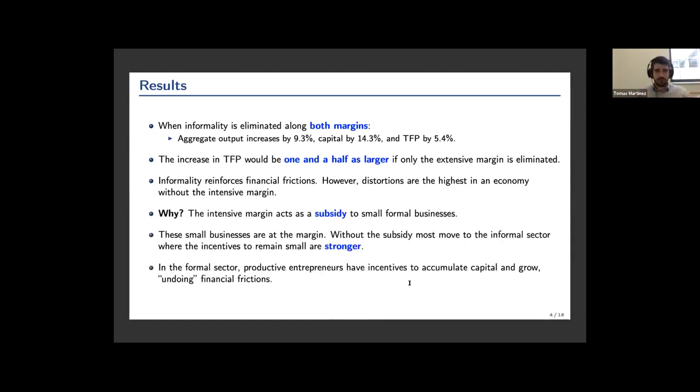The intensive margin acts as a subsidy to small businesses. Now, these small businesses are exactly at the margin of being formal or informal. If you take out the subsidy, most of those small businesses are going to switch to the informal sector, where the incentives to remain small are even stronger. With financial frictions in the formal sector, those small and productive entrepreneurs have stronger incentives to accumulate capital and grow. So if you bring those guys to the informal sector, they are precisely not growing at all. They become smaller, and this is going to decrease TFP.